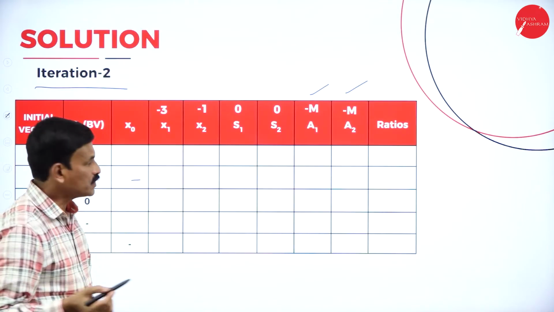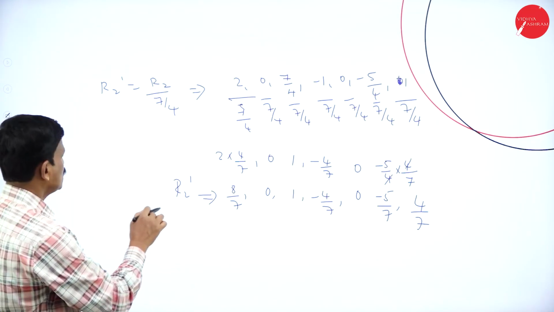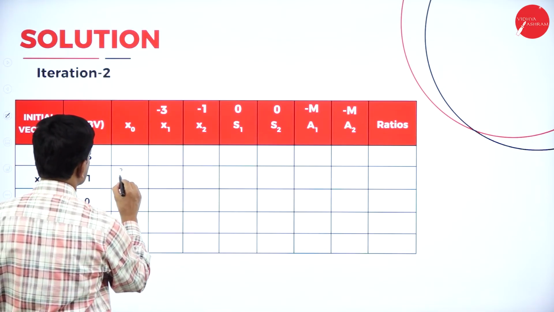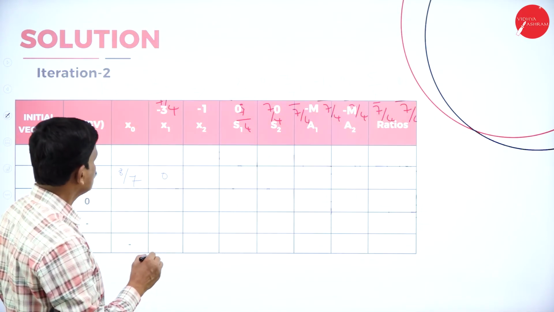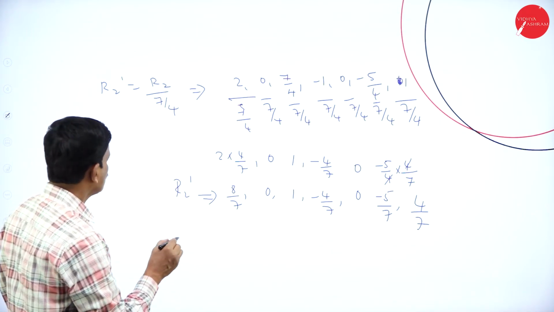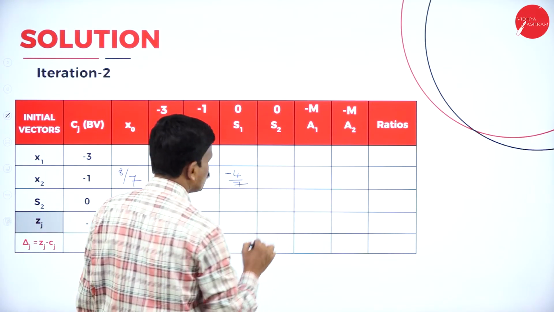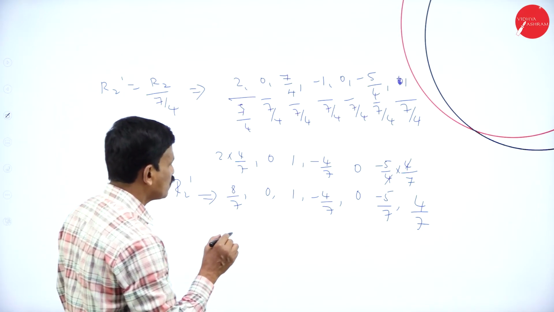Okay. I'll write down the elements of R2 dash. R2 dash is equal to 8 by 7, 0. Then 1, minus 4 by 7. Again 0, minus 5 by 7.